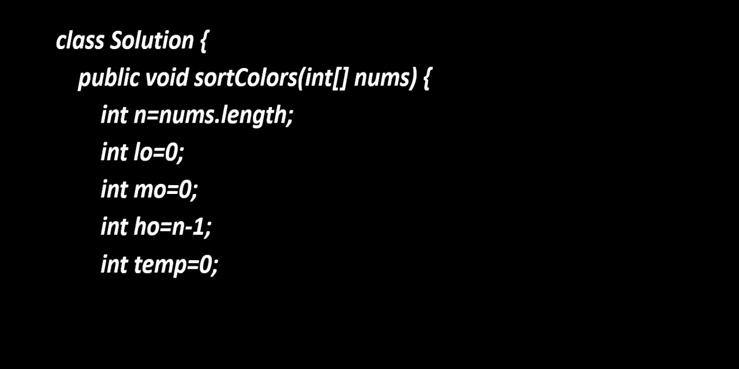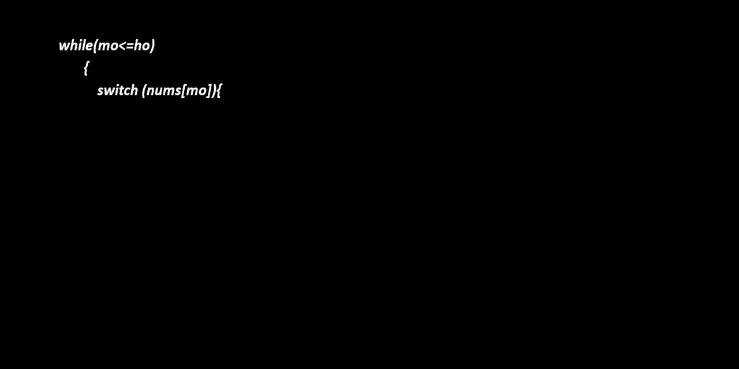So now we'll see the code for this solution. First of all, we'll find the length of this array. Then we'll initialize low pointer, mid pointer and high pointer with 0, 0 and n-1 respectively. Then we'll initialize a temp variable with 0 for swapping the elements. Now we'll put our condition in a while loop, that is mid pointer will be less than or equal to high pointer.